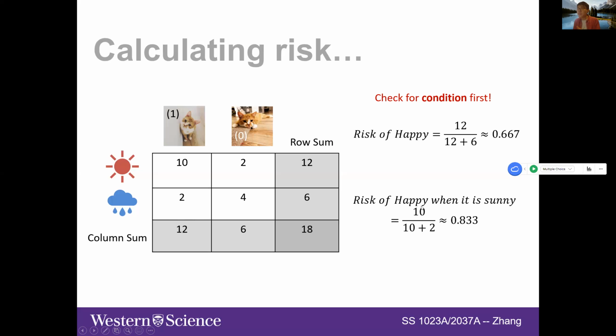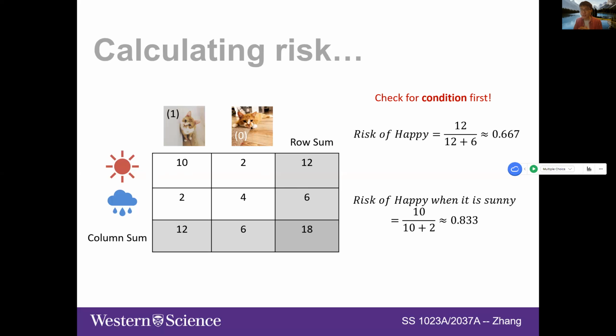And likewise, for the second example, the risk of happy when it is sunny. In this case, we do have a condition, which is that we condition on the scenario where we have a sunny day. So we are going to look at this conditional distribution. Using the same definition, the risk is given by the counts divided by the total sum, right? So from this conditional distribution, which is 10 and 2, it will be given by this formulation. So that's how this calculation comes about.